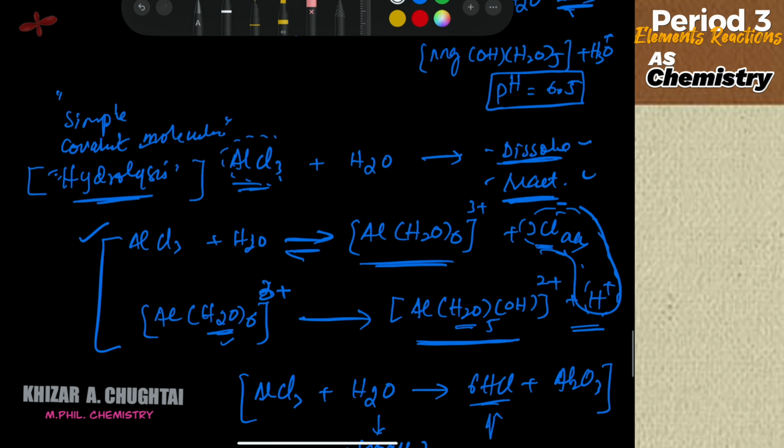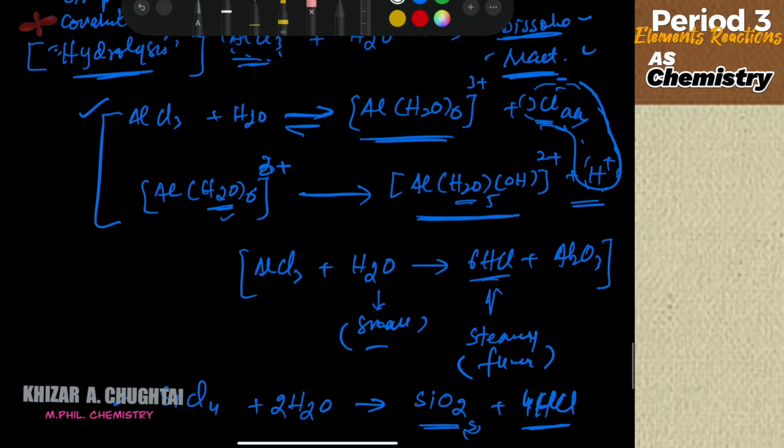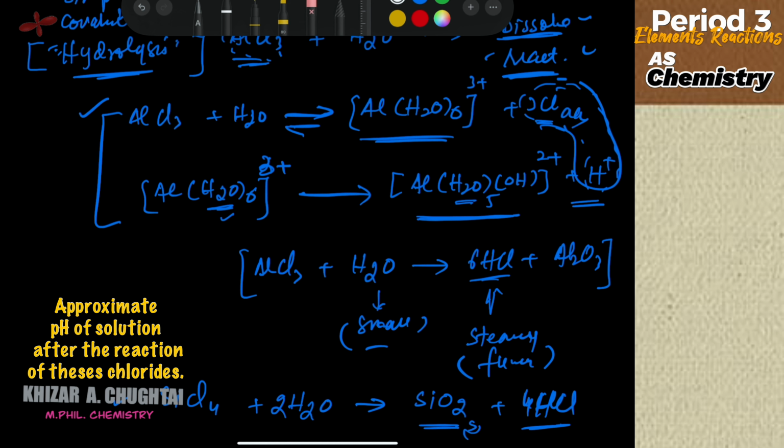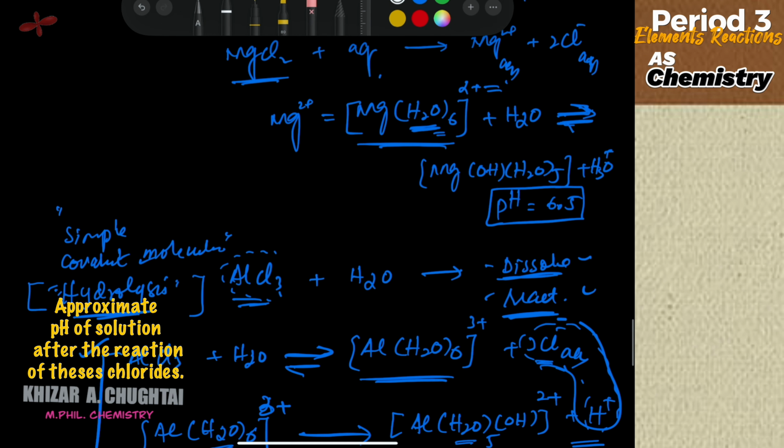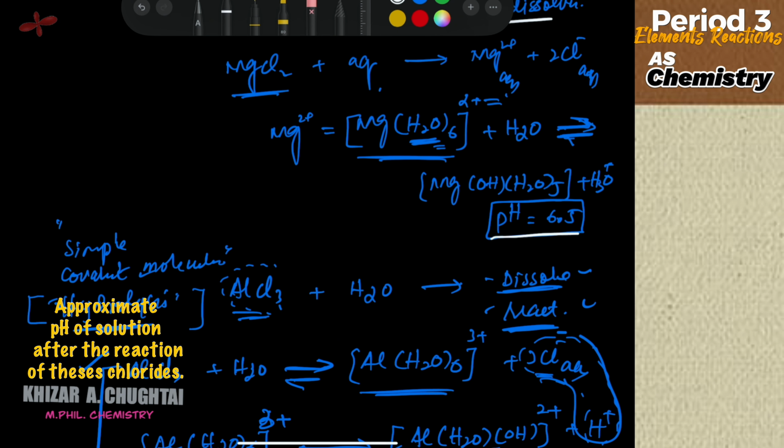Now, what are their appropriate pH values? Let's see over here. In the first case, sodium chloride, the pH is equal to 7. It dissolves into the water itself, but it doesn't react with water. In the case of MgCl2, the pH is equal to 6.5.